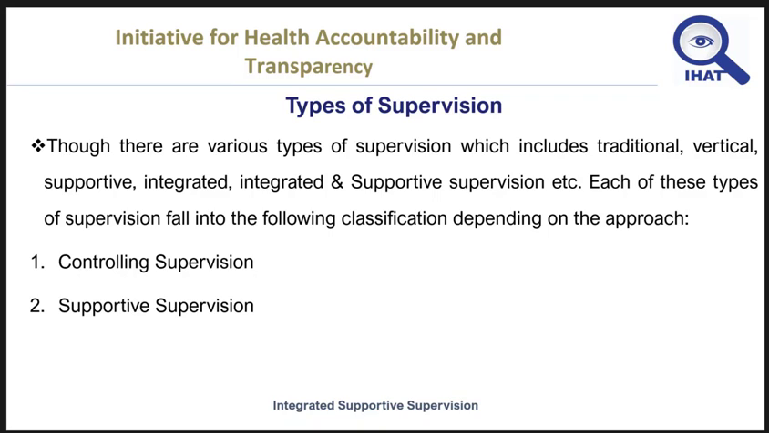There are various types of supervision, which include traditional, vertical, supportive, integrated supportive supervision, etc. Each of these types of supervision falls into the following classification depending on the approach. There are two classifications here, which include the controlling supervision and the supportive supervision.